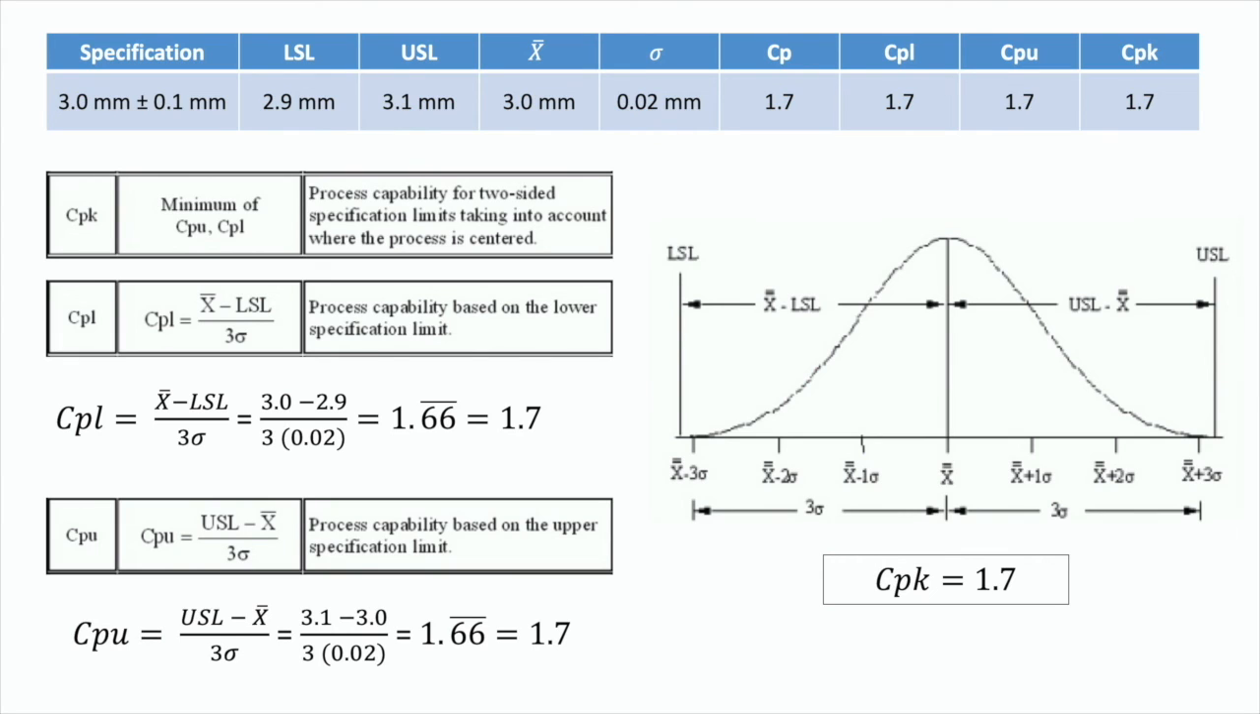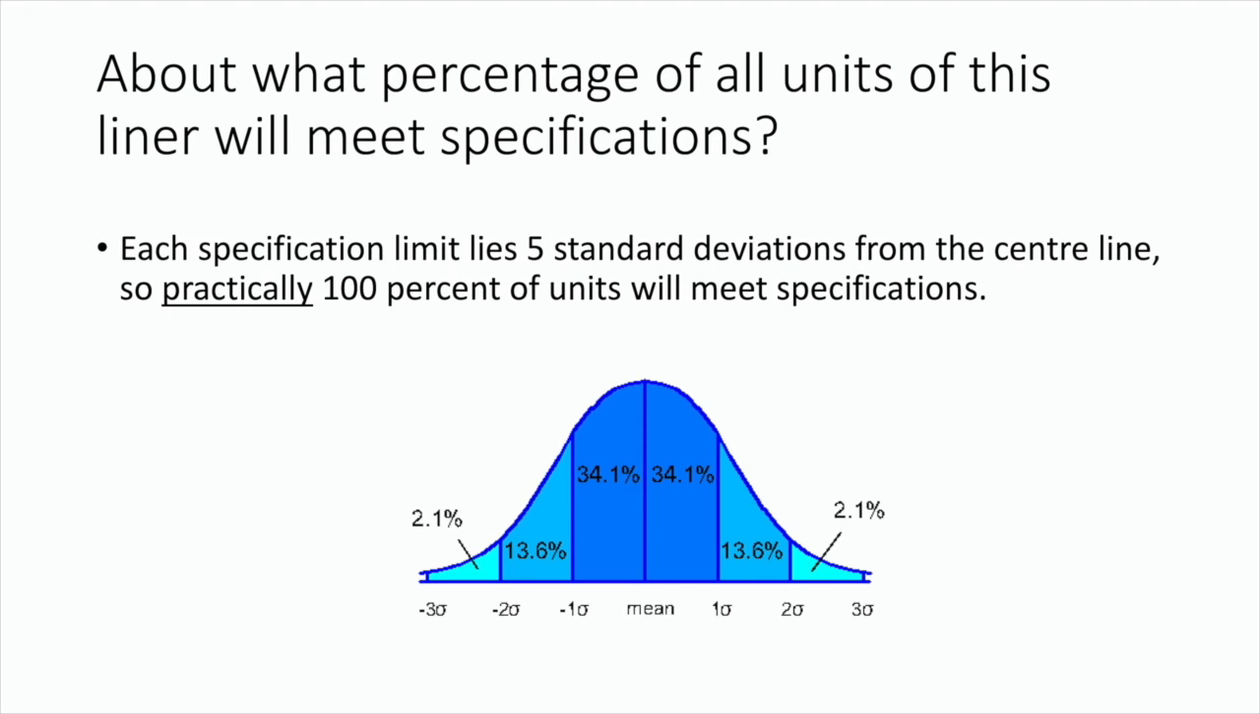It has the same distance from LSL to the mean and from the mean to the USL, meaning that it's a very good definition of centralization. So that's the answer to number 2. We'll see the third and final question, which is asking what percentage of all units of this liner will meet specifications. So technically what this is asking is, given the answers that we have gotten, how much will be a representation of the units within the specification limits?